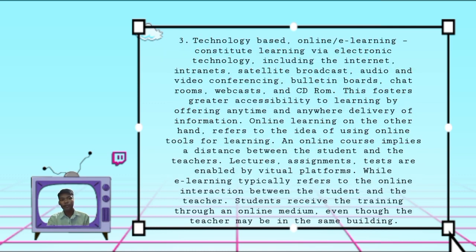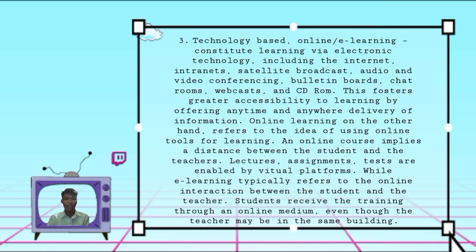We go to number 3, technology-based online learning. Learning via electronic technology includes the internet, satellite broadcast, audio and video, offering greater accessibility to learning by providing anytime and anywhere delivery of information. Online learning, on the other hand, refers to the idea of using online tools for learning. This is the opposite of the traditional learning style.